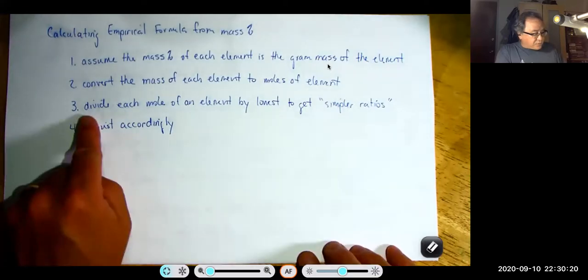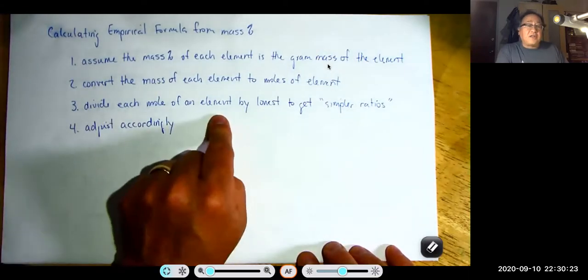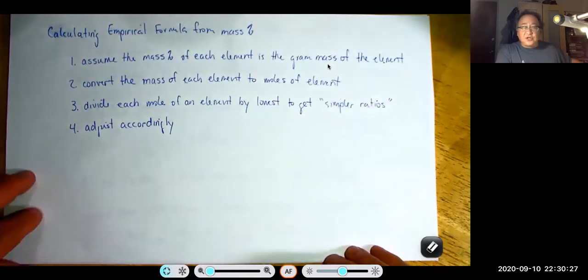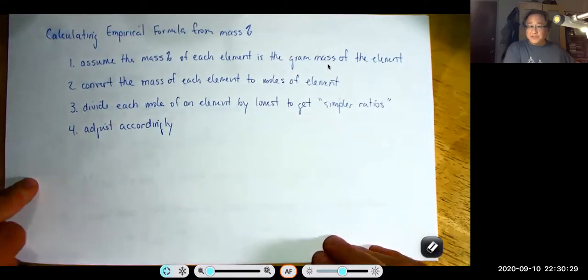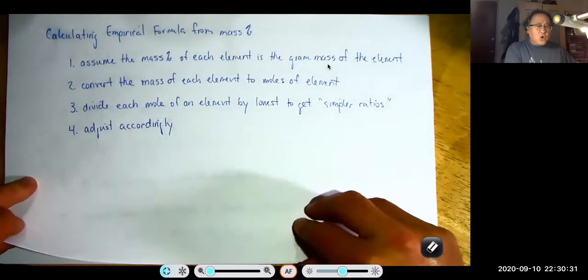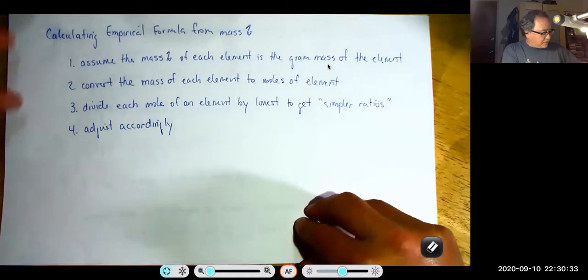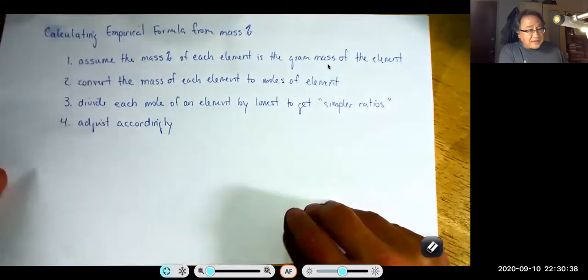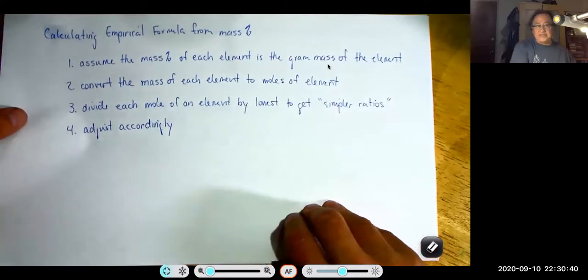Then you divide each mole amount of the element by the lowest to get a simpler ratio, and then you adjust accordingly. Sometimes you don't have to adjust, sometimes you do. When do you have to adjust? Well, when one of the ratios ends up being a fraction, you're going to have to adjust. So let's take a look at an example.